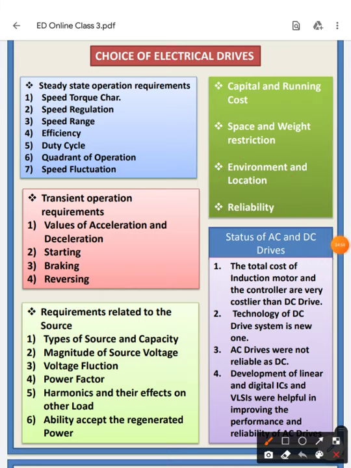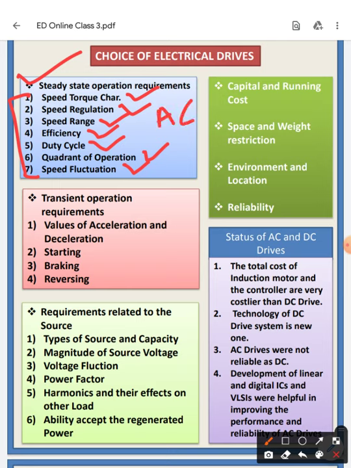Next, in the first case, what we have seen: in steady state operation we have to consider speed torque characteristics, speed regulation, speed range, efficiency, duty cycle, quadrant of operation, and speed fluctuations. These are the factors that come under steady state operation. So during the selection of a machine or any kind of electrical drive, AC or DC, we have to realize these seven parameters: speed torque characteristics, speed regulation, speed range, efficiency, duty cycle, quadrant of operation, and speed fluctuations.